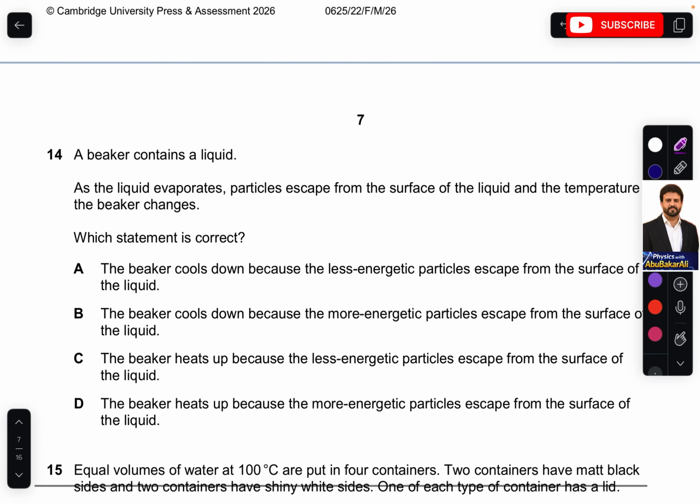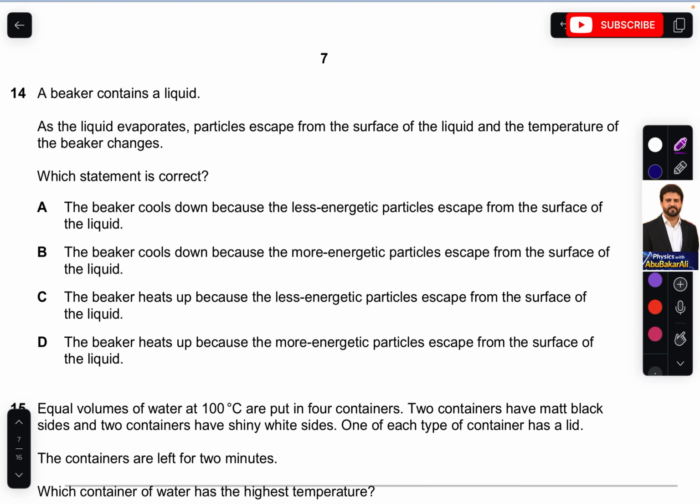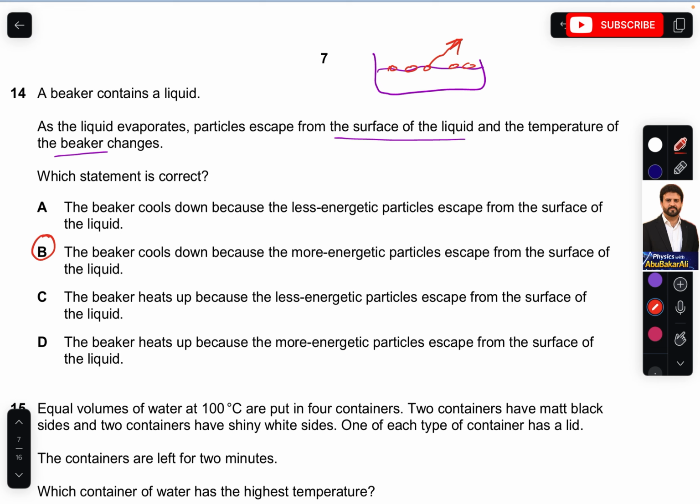Question 14. A beaker contains a liquid. As the liquid evaporates, particles escape from the surface of the liquid and the temperature of the beaker changes. Which statement is correct? Okay, so this is the evaporation. Let's suppose this is the liquid. At the surface of the liquid, the particles are of high energy. So when they leave, the average kinetic energy of the liquid will decrease, and when the average kinetic energy decreases, the temperature will also decrease. So it is option B that is correct. The beaker cooled down because a more energetic particle escaped from the surface of the liquid.